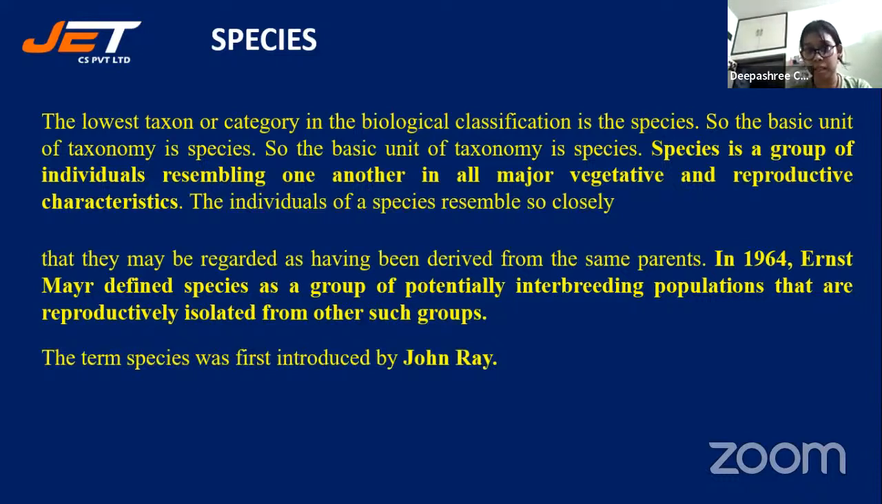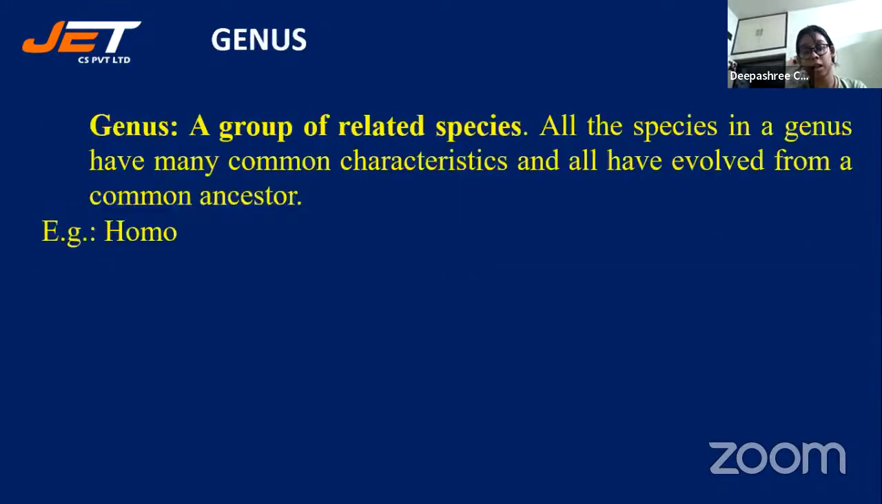The term species was first introduced by John Ray, and it's important because they frequently ask questions on it. From this chapter, you can expect questions on kingdom, phylum, class, order, family, that order you can expect. You can expect questions on the full forms, ICBN, ICZN, and also questions on scientist names, like who is the father of biology, who proposed binomial nomenclature. These are the most important questions from this chapter.